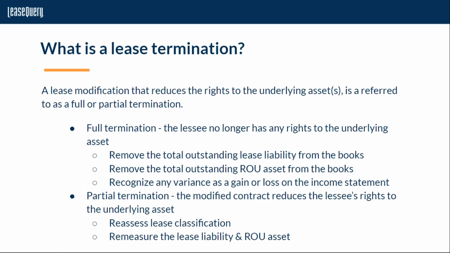If the termination is a partial termination, for example, the lessee is leasing 9,000 square feet of an office building, and then sometime into the lease, they sign an agreement with the landlord to only lease 6,000 square feet, the amended agreement would result in a partial termination of the existing lease arrangement. A partial termination is accounted for like a lease modification. The lease is reassessed and remeasured using the modified contract terms. And that's what we'll spend the rest of this video going over.